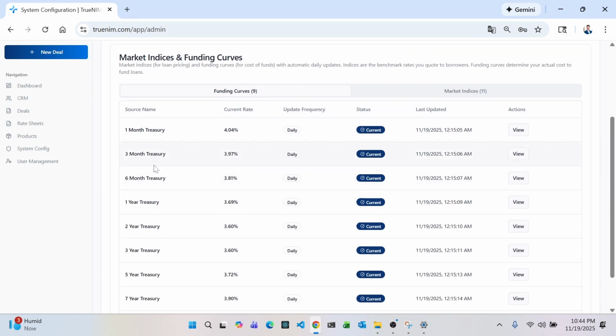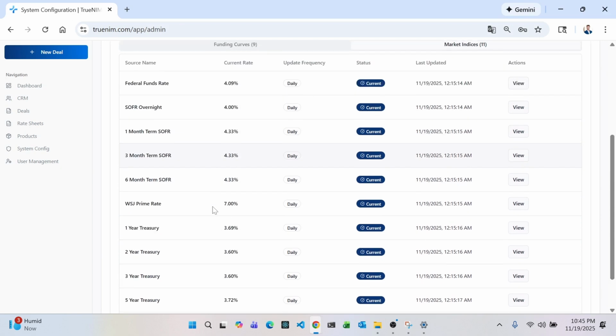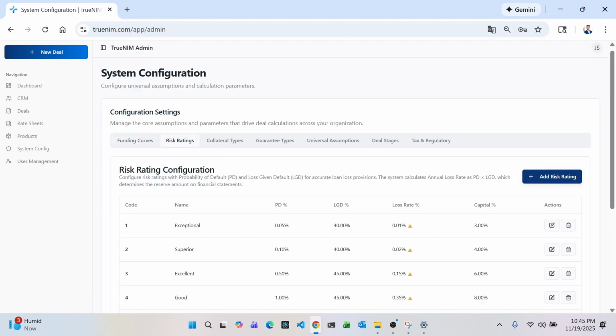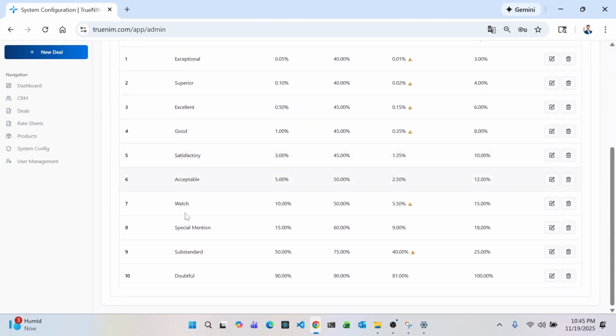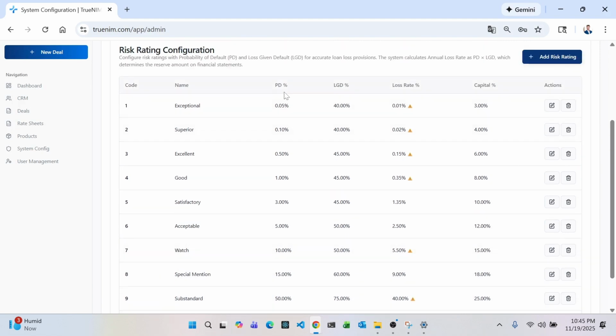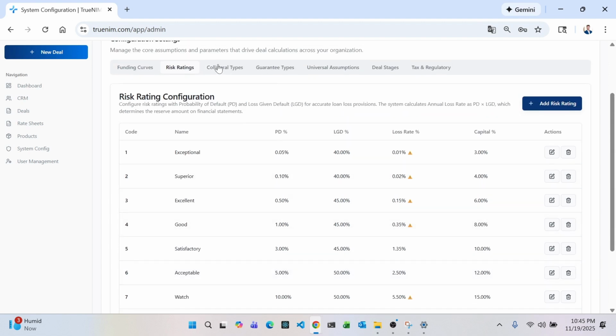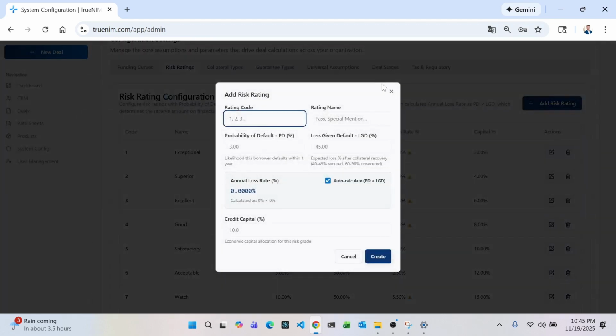Every single day, rates update, the treasury rates are pulled in. You have market indexes that are also pulled in. You can change your risk ratings for your institution. You can do a 1 to 7, 1 to 6, 1 to 8, 1 to 9, whatever it may be. You have your probability of default, loss given default, your loss rate percentage associated with it, and then how much capital you would allocate towards that deal based on their risk rating. You can add more risk ratings if you want to do that as well.